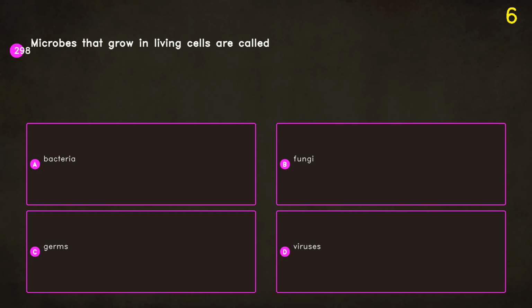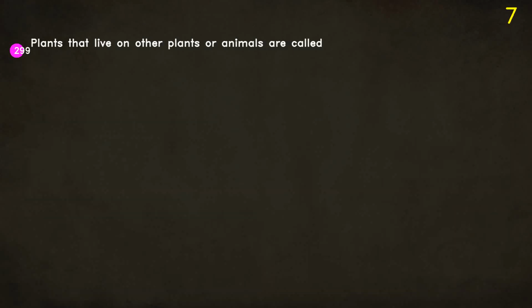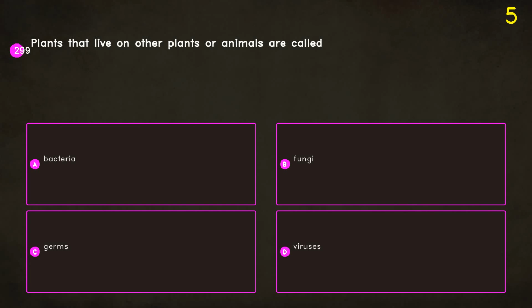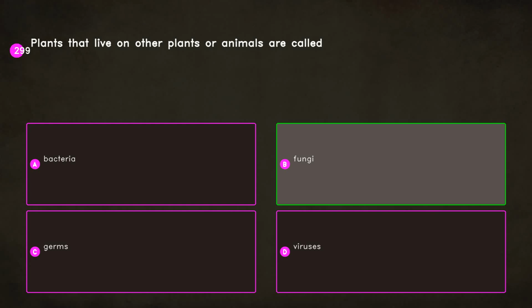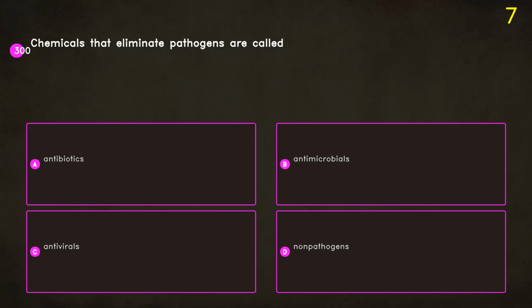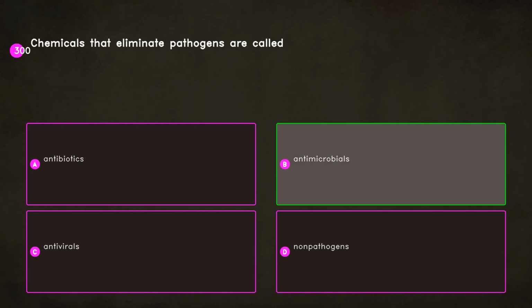Question 298. Microbes that grow in living cells are called A. Bacteria. B. Fungi. C. Germs. D. Viruses. The correct answer is viruses. Question 299. Plants that live on other plants or animals are called A. Bacteria. B. Fungi. C. Germs. D. Viruses. The correct answer is fungi. Question 300. Chemicals that eliminate pathogens are called A. Antibiotics. B. Antimicrobials. C. Antivirals. D. Non-pathogens. The correct answer is antimicrobial.